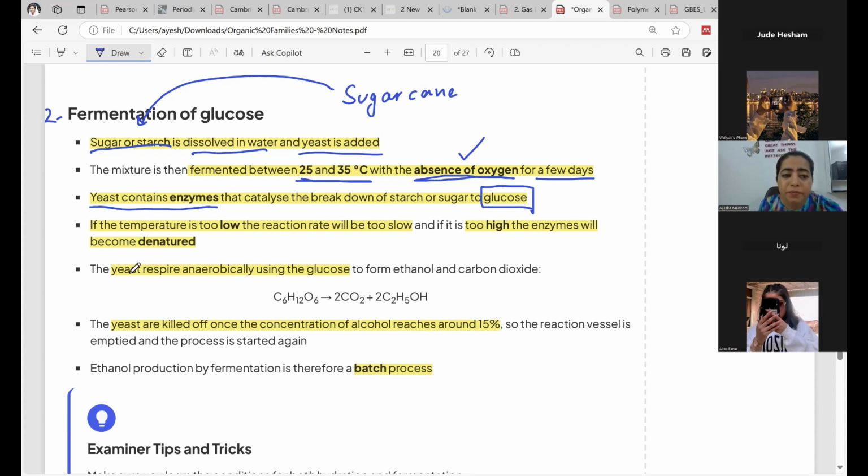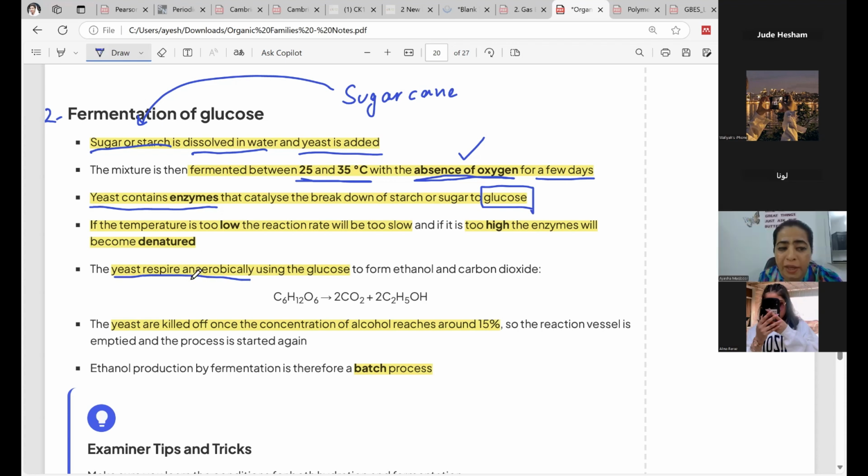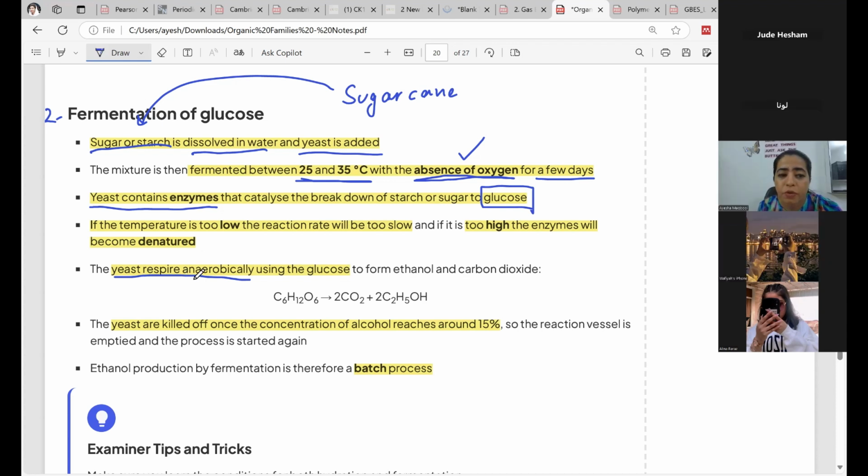And absence of oxygen is needed for the yeast to respire, because they respire anaerobically. An means no. So aerobic means oxygen. So no oxygen means in the absence of oxygen, they are going to use the glucose, and glucose will break down into two products. It is going to give us ethanol with carbon dioxide. This balanced equation is very important as well for the exam.